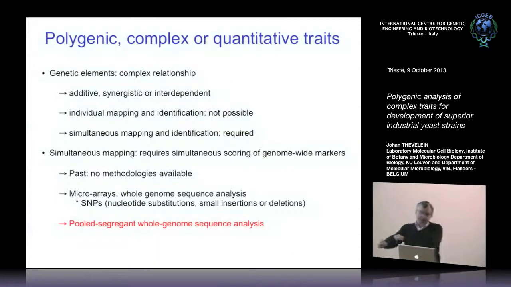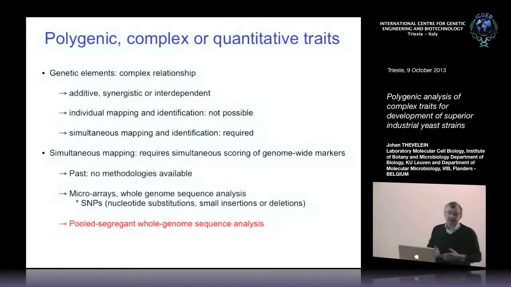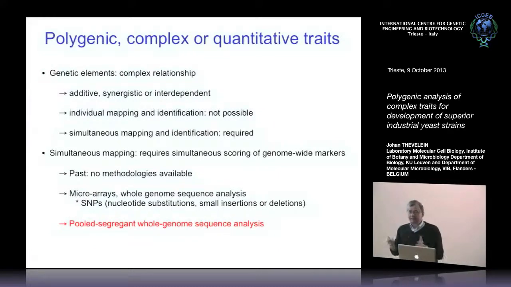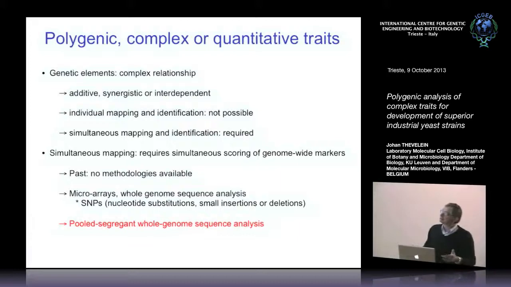So what is the issue with polygenic traits? Actually, most properties of organisms are polygenic properties, determined by multiple genes. In our genetics courses, we have learned the laws of genetics, the Mendelian laws, but all these laws were made with simple, monogenic properties. Most properties are complex, defined by multiple genes. And these multiple genetic elements also have a complex relationship with each other. They can work just additively, but they can also work synergistically, interdependent of each other.